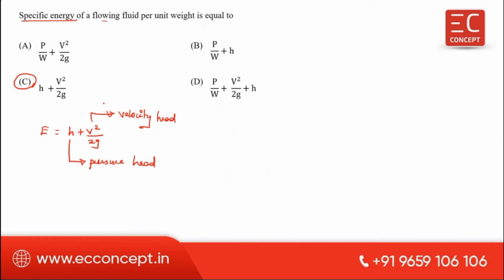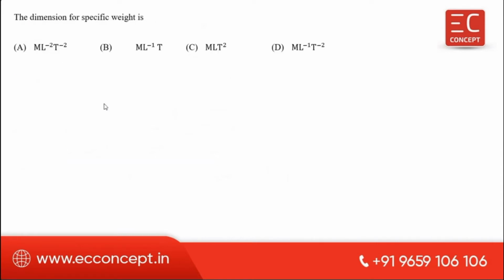Understood? It's a simple question, these all are. Then the dimensions of the specific weight. What is a specific weight? Density is a specific weight, right? What is the unit of this? The unit is kilonewton per meter cube.